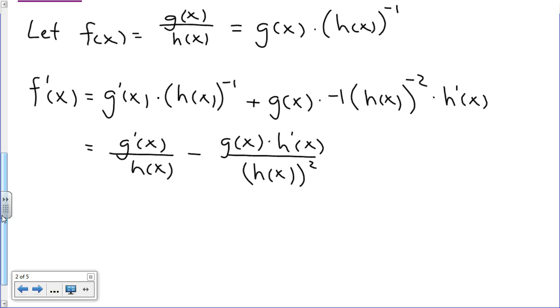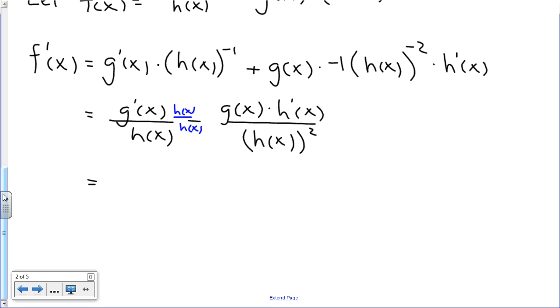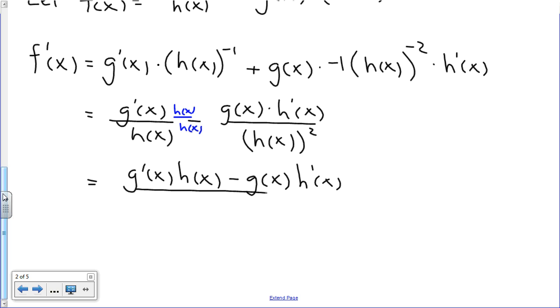So if I just multiply this first one by h of x over h of x, I'm going to just squeeze that in here. H of x over h of x is what I want to multiply by. And once I do that, my numerator becomes g prime of h of x times h of x minus g of x times h prime of x. And this is now all divided by my new common denominator of h of x squared.